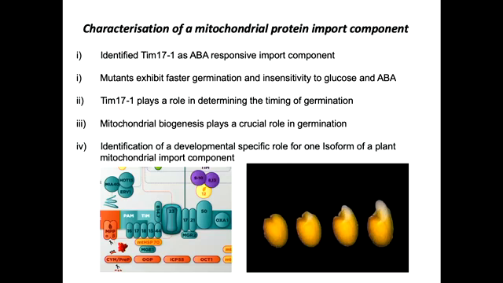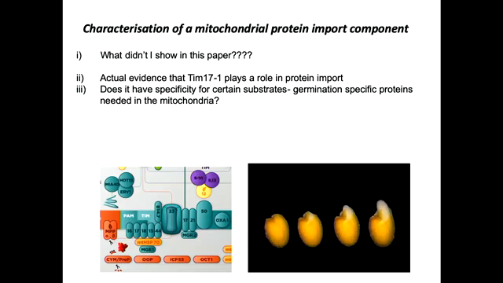Now, if any of you noticed, you might say, oh, hang on. She did all this, right? She characterized it, showed it's mitochondrial, characterized the mutants, showed that they have a germination phenotype. What did I not do? What's the most important thing I didn't do? You know what? I did not actually show that these mutants didn't import proteins, yeah?